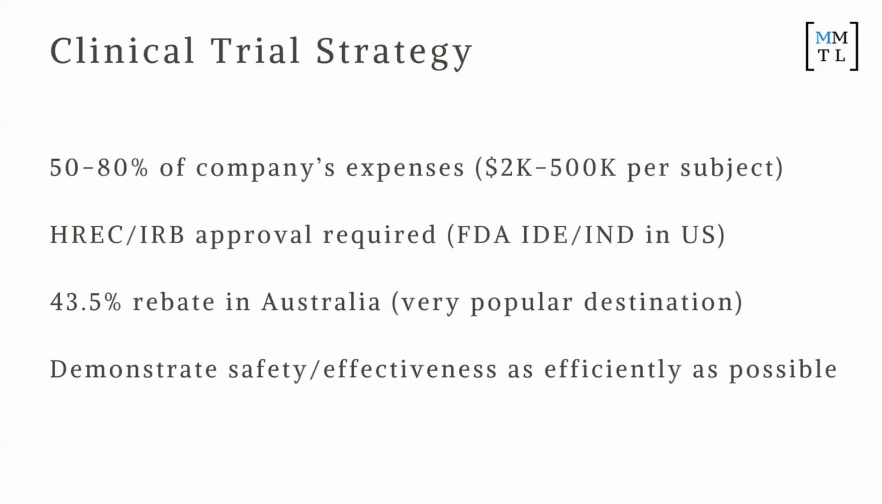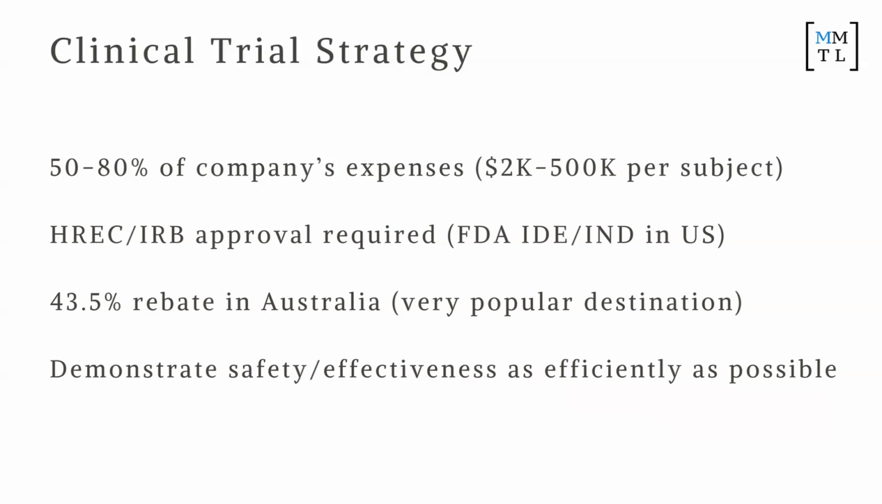All right, clinical trial strategy. Again, some very quick notes. It does cover around 50 to 80% of your company's expenses as a startup, so you have to be aware it can lead to a lot of money being used. Often the range you find is $2,000 to $500,000 per patient. Can you imagine a 10 patient clinical trial? At this range, it will cost already 5 million.